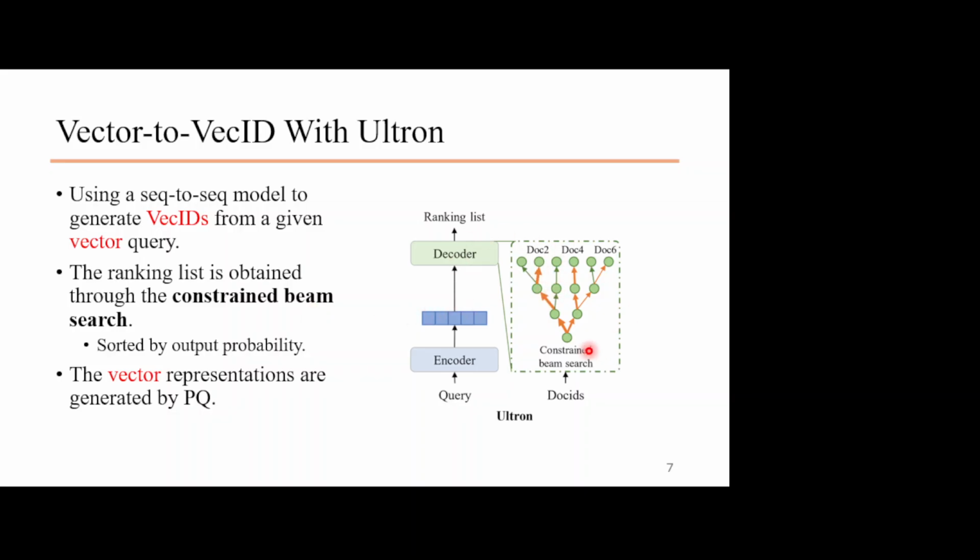So you can see on the right-hand side is the overview of the original Ultron approach. And when the query is already a vector, we can skip the encoder part and let the decoder generate the vector ID autoregressively using constrained beam search. And here we have a tree structure called a prefix tree. It is used to constrain the search result and make sure that the generated vector representation actually exists in the database.